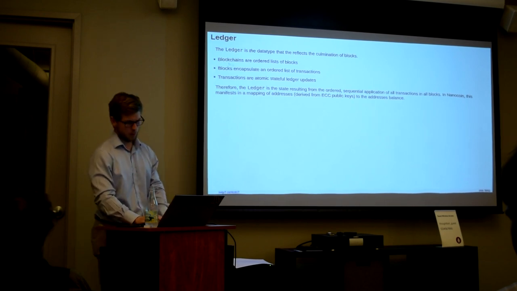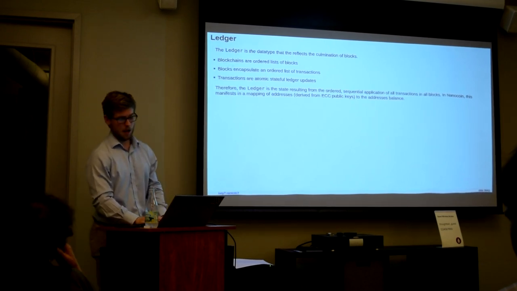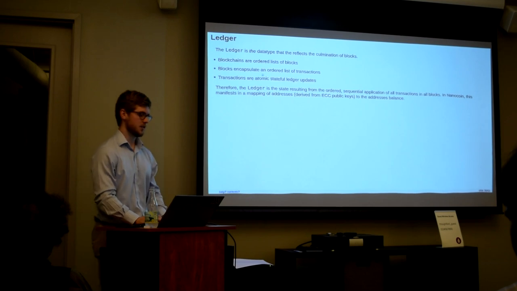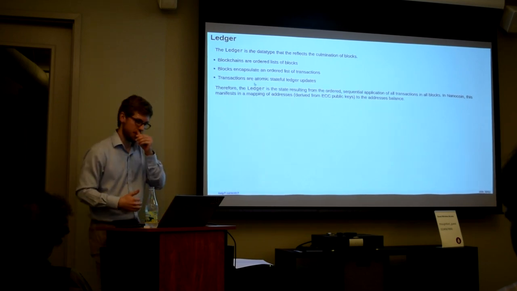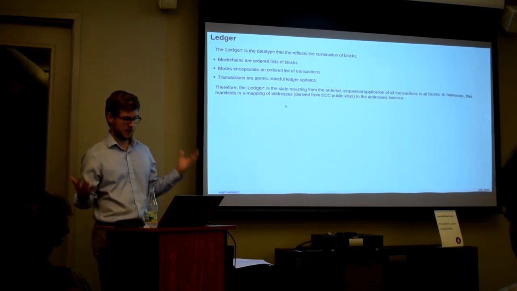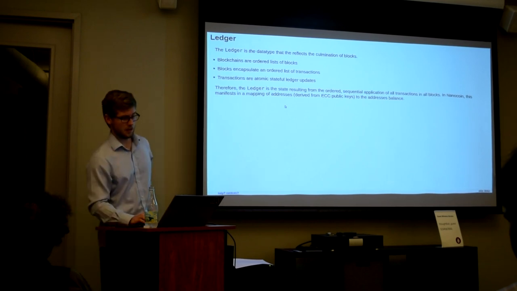We know this because blockchains are ordered lists of blocks. Blocks encapsulate ordered lists of transactions, and transactions are atomic stateful ledger updates. Therefore, the ledger state results from the sequential application of all these blocks.